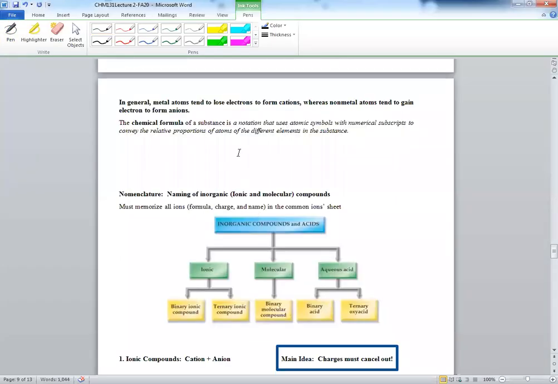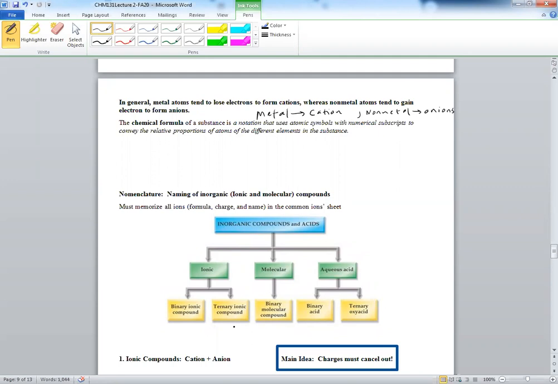Now, this is a very important statement. It says, in general, metal atoms tend to lose electrons, so they become cations. So we say metals simply become cations because they lose electrons. And non-metal atoms, non-metals, become anions. So that's the trend that you need to remember. And remember, the more you have an understanding of the trends, the better you will remember these concepts.